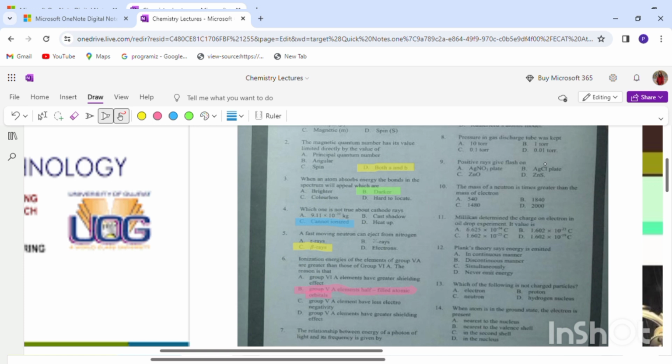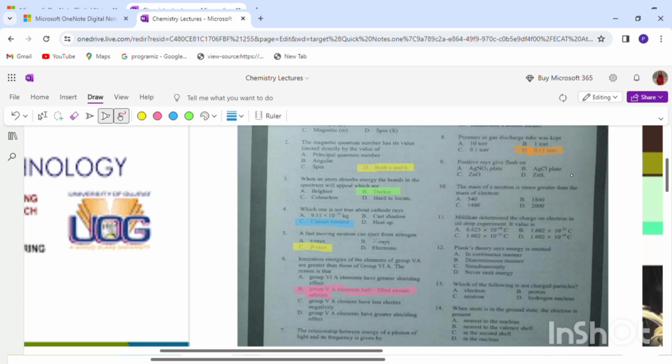So 8th MCQ. Pressure in gas discharge tube was kept 10 torr, 1 torr, 0.1 torr, 0.01 torr. This is theory, right? So here the correct option is, of course, everyone knows, that is 0.01 torr. Let's read the 9th MCQ.